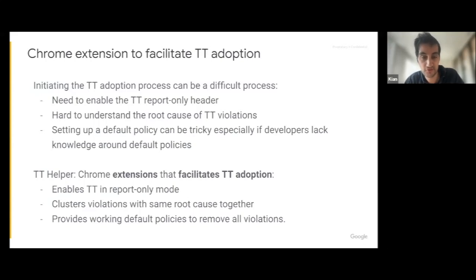The second piece, which is probably the trickiest, is being able to understand the root cause of the Trusted Types violations that you're going to observe. That's where we really need some help for developers, where it can be very obscure. You can suddenly see a wave of violations in applications without being able to trace them back easily.